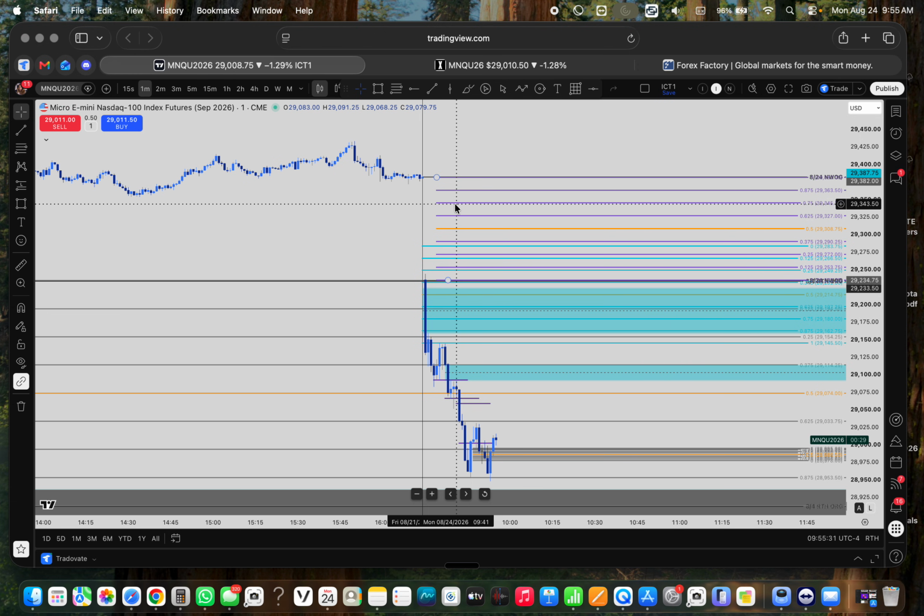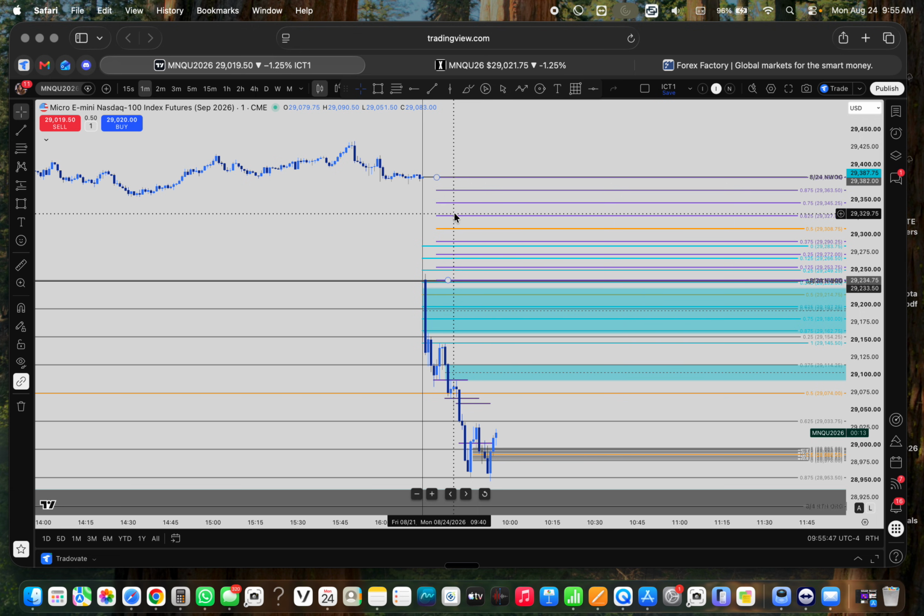This is what ICT teaches. It should at least come up 50 or at least 70% is what he teaches. For safety reasons, I put my 50% because I can expect at least half of this gap to be filled. I don't have to expect the whole gap, but at least half. So this purple line is for this gap.